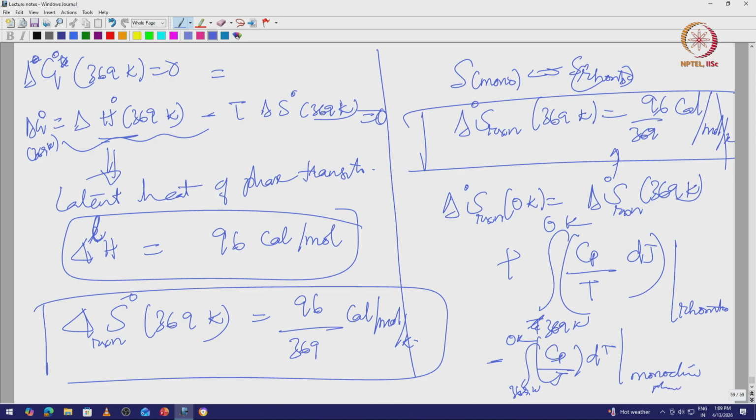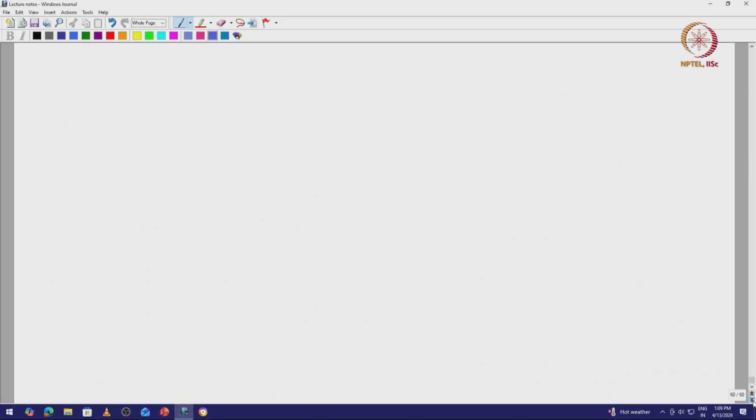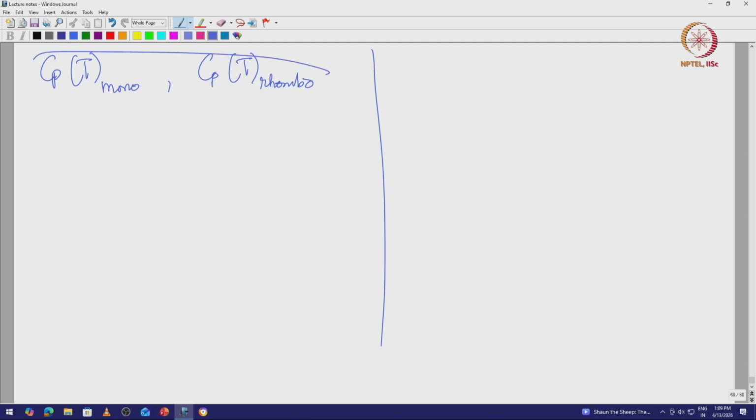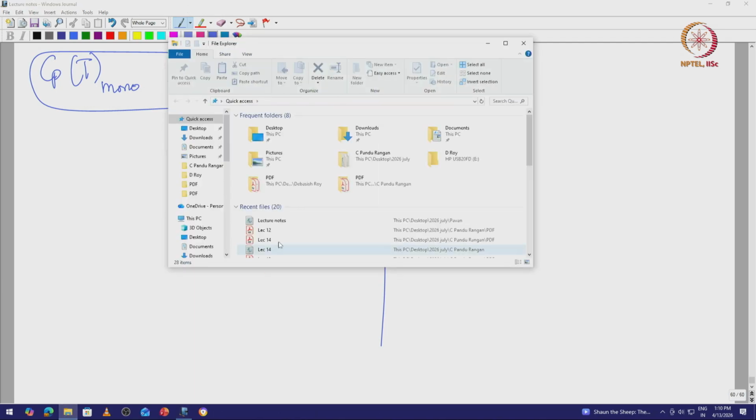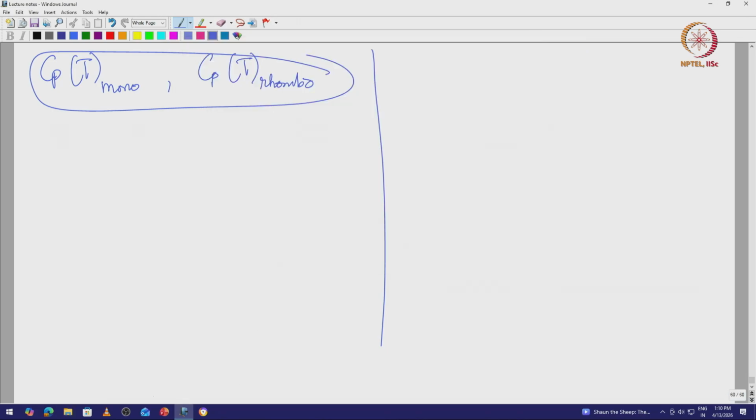Okay. So, I need these values essentially. I need the Cp of the rhombohedral phase, I need the Cp of the monoclinic phase, and Cp is a function of temperature. Only at very high temperature does Cp become independent of temperature, but here Cp is a function of temperature for the monoclinic phase and the rhombohedral phase. If only I have this information, I will be happier. And indeed, like I said, there are thermodynamic tables where people have computed such information. Let me just get that for you.